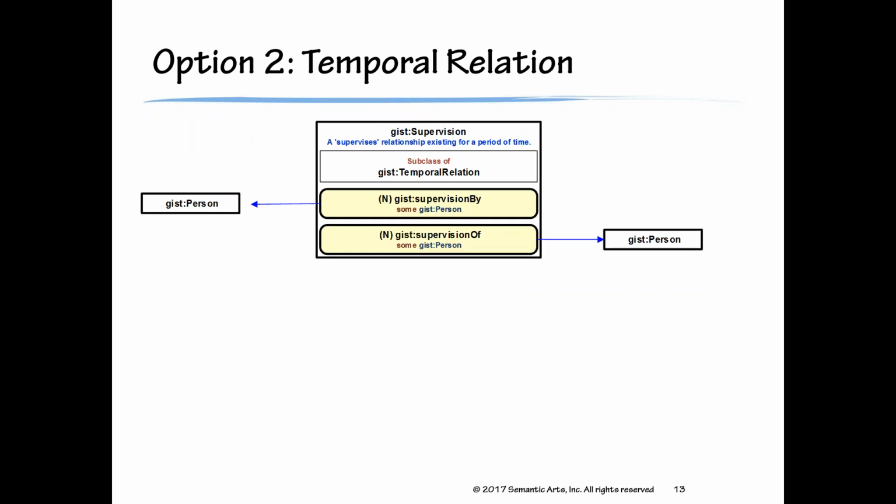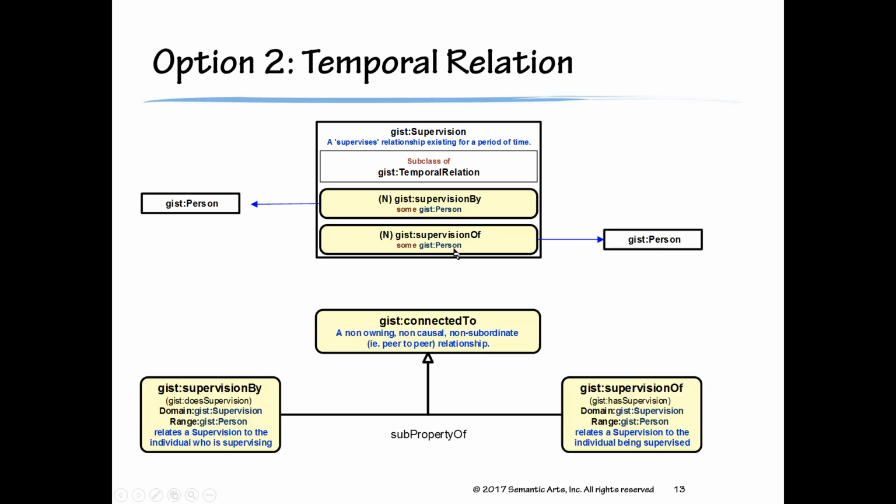Okay. Well, the second option is to make this a temporal relation. So now we have supervision, which is a subclass of temporal relation, and it has these two things that are the connections. So you connect to the person doing the supervising, and you connect to the person being supervised. Okay, and so we represent these as properties. So supervision by: the domain is a supervision, and it points to a person. It relates the supervision to the individual who is doing the supervising, etc. And supervision of is just the flip side. It also has the same domain and range.